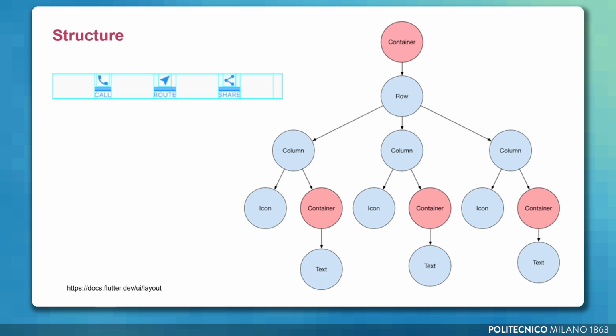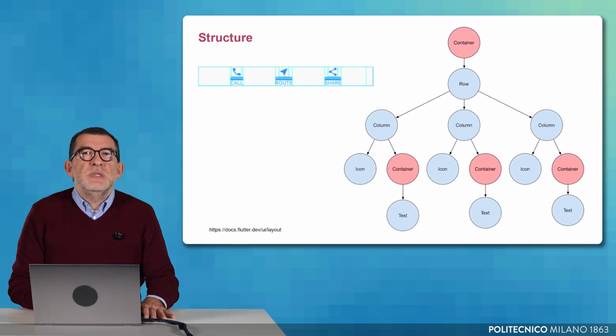To gain better control over sizing and alignment, we can introduce container widgets. Unlike text widgets, which adapt to their content, containers allow you to explicitly set dimensions. That's why in the layout diagram, the pink nodes represent containers used to manage size and spacing, while the light blue nodes show the actual content.